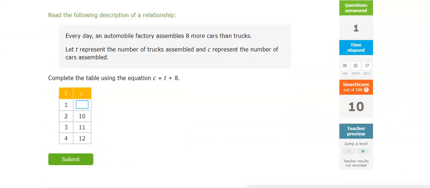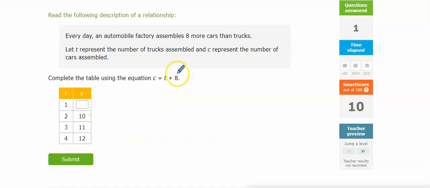Complete the table using the equation C equals T plus 8. So in this case, C is the outcome, and T is the input, and this is what we call the output. So the C depends on what happens with the T. The T plus 8 equals C.